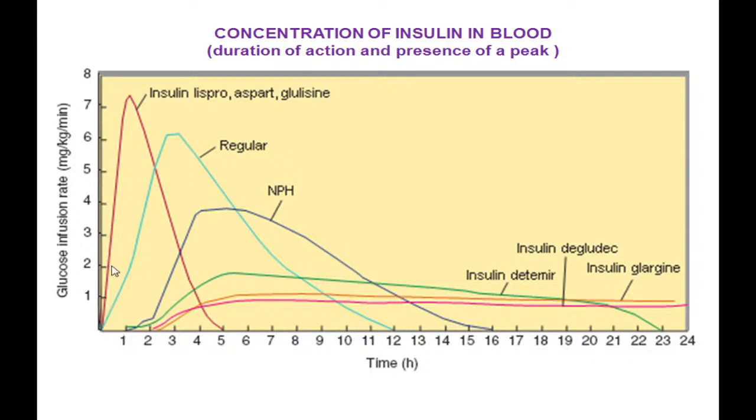And the beginning of effect is faster. Regular insulin, if we introduce, we understand that protein preparations are introduced by injections, so it starts to act in 30 minutes like this. But short-acting is fast-acting. The onset is in 15 minutes. Fast onset and fast end of effect.